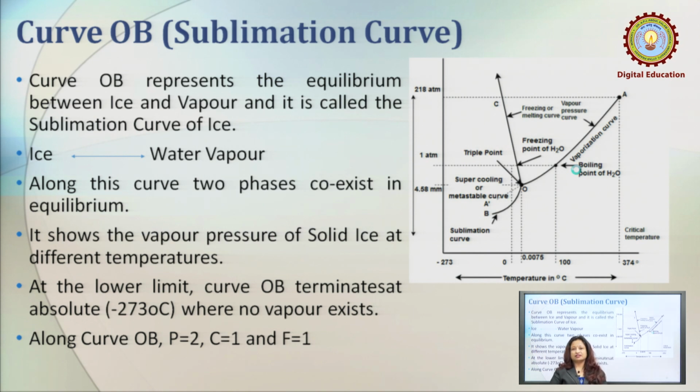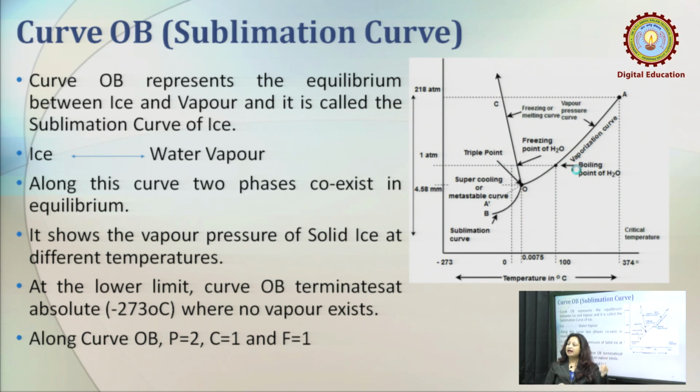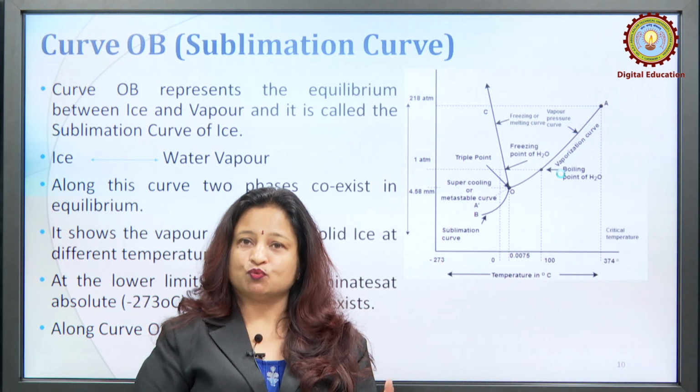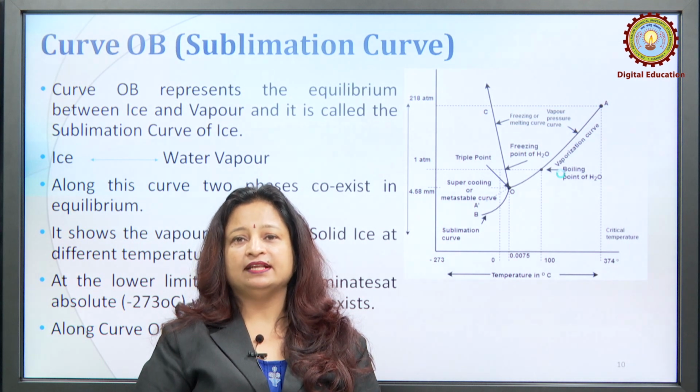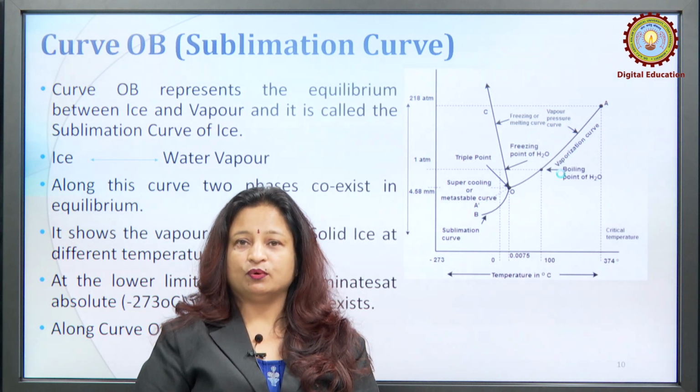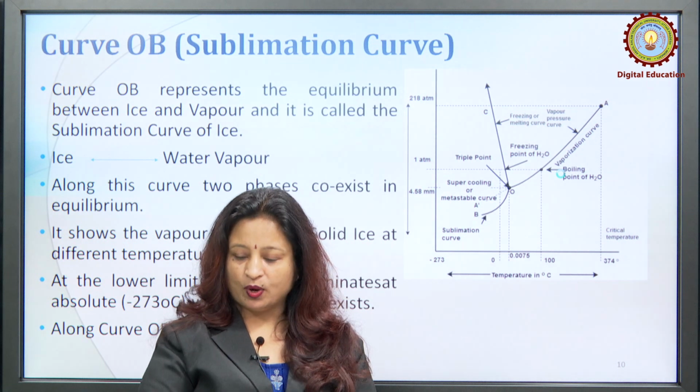Along this curve, 2 phases coexist in equilibrium. It shows the vapor pressure of solid ice at different temperatures. You can see here, at the lower limit, curve OB terminates at absolute minus 273 degrees centigrade, where no vapor exists at the lower limit, right. So, along this curve you can see that number of phases is always 2 and number of components is 1, and as we have clearly understood that along any curve or line the degrees of freedom will be 1 only. So, here degree of freedom is 1.